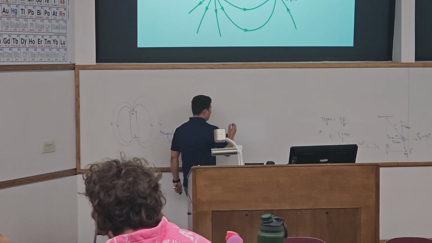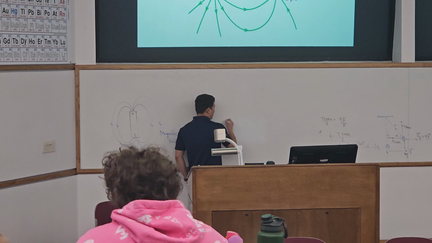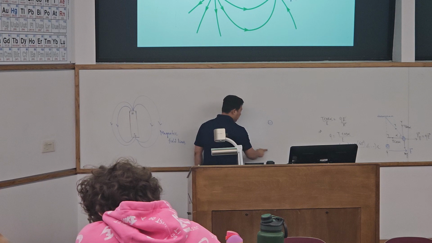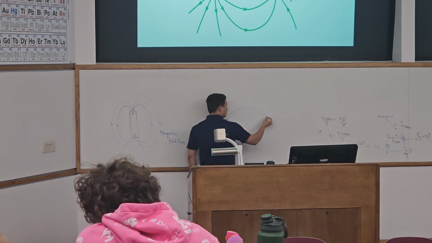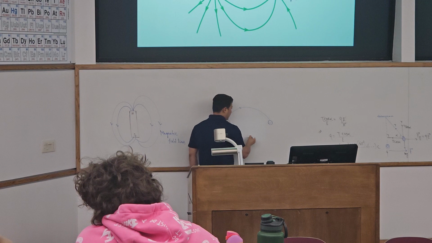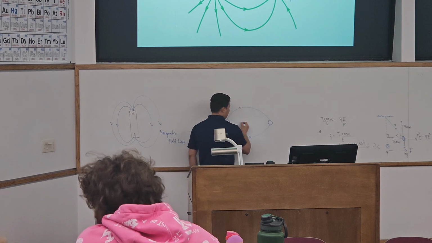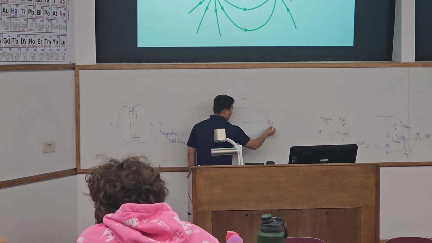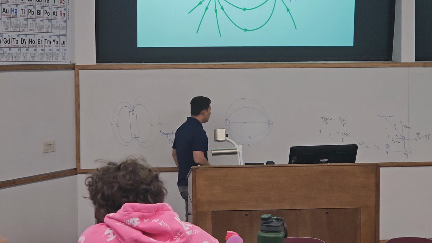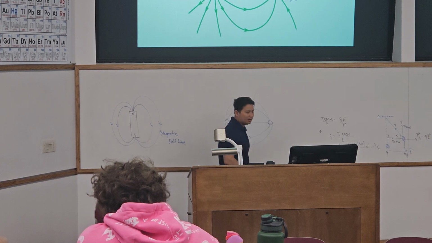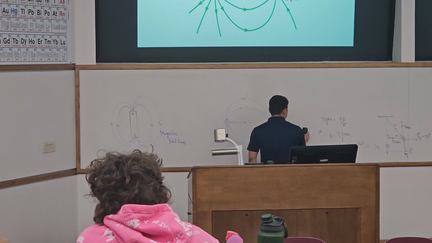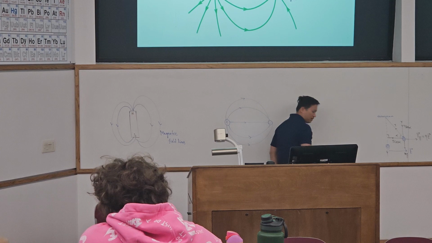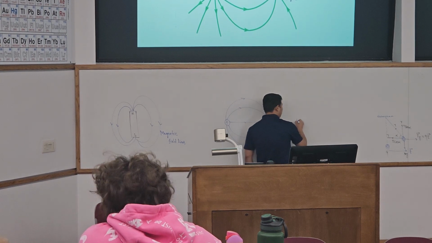In the same way, if you have a charged particle, to find the direction of the electric field, you draw a line that originates from the positive charge and reaches the negative charge. These lines are called electric field lines. There are a couple of things over here.